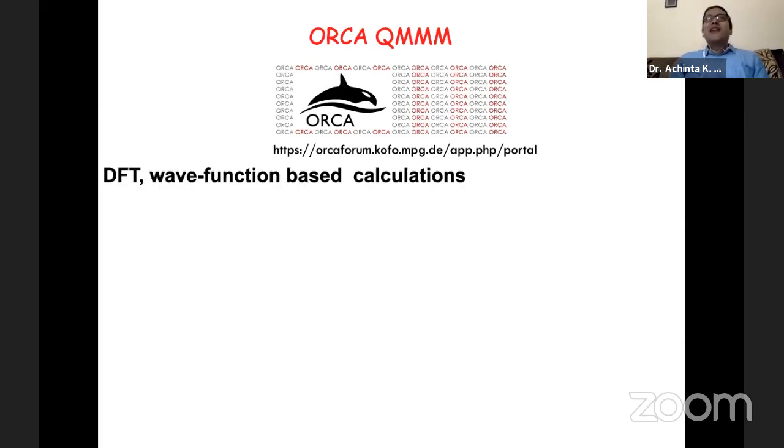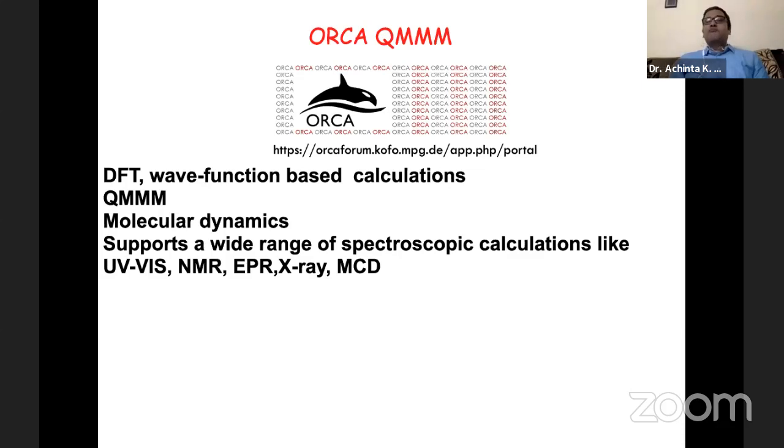One of the solutions can be the newly implemented QMMM code in ORCA. Just to tell that ORCA is actually a general electronic structure theory package. It has quantum mechanics, you can do DFT, wave function based calculations, you can do QMMM, you can do molecular mechanics, you can do molecular dynamics, you can calculate actually a lot of spectroscopic properties. ORCA was written by spectroscopists for spectroscopy. So you can actually simulate a lot of the spectroscopic properties using ORCA.